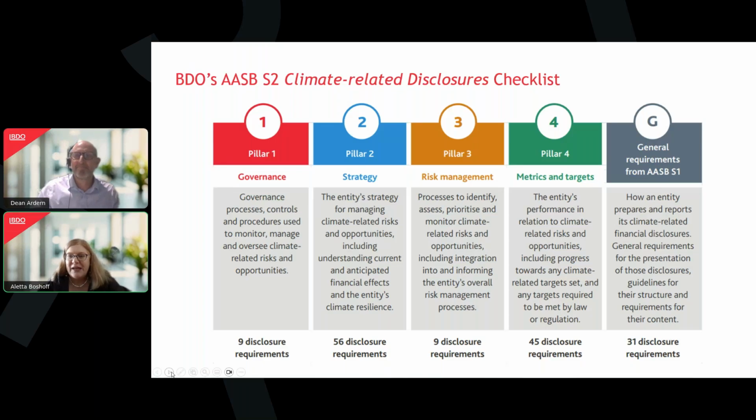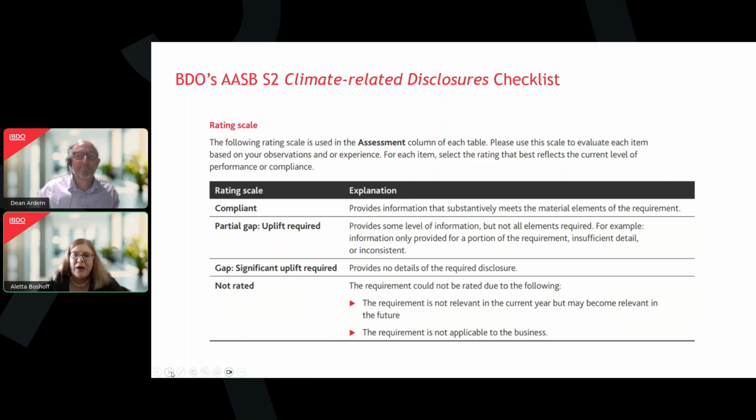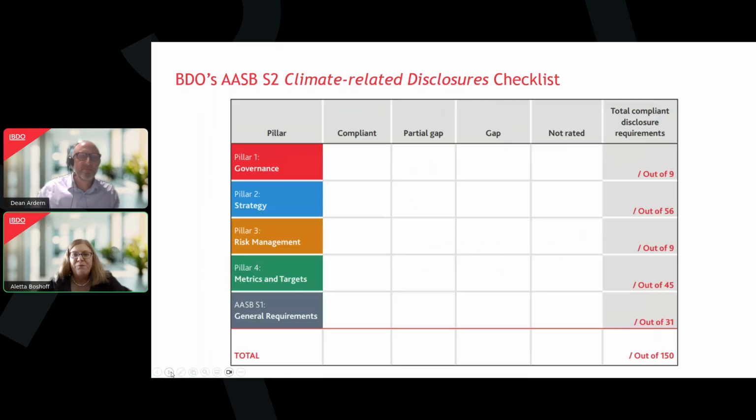And then on the next slide, we've tried to help you to assess to what extent you're ready. You can do a self-assessment, whether you're compliant, whether you've got a gap, etc. And then a summary on the next slide on how well you've prepared. So out of all the available disclosures, how many are you already complying with? You get a score out of 150. And then you can look for assistance, and please contact us if you need any assistance.